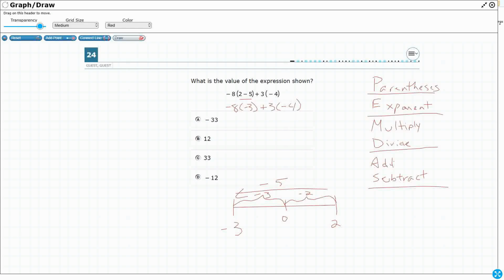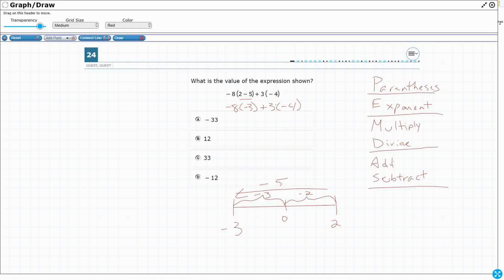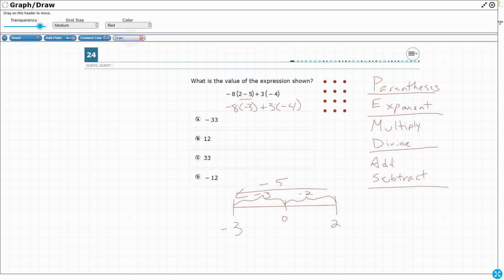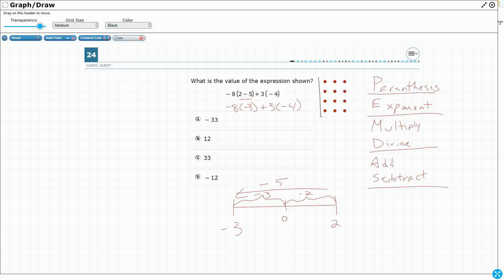Now I do have parentheses left, but there are no operations within them, which means they're basically just acting as multiplication. This is really negative 8 times negative 3, and this is 3 times negative 4. So 3 groups of negative 4. If we say that red dots equal my negative, that's going to be pretty simple. I can do 1, 2, 3, 4, 1, 2, 3, 4, and then 1, 2, 3, 4. If I group them together, what do we have? 3 groups of negative 4 makes negative 12. Pretty simple.